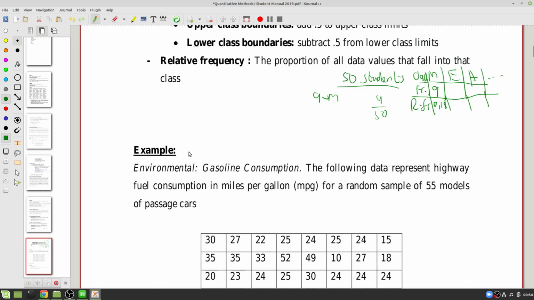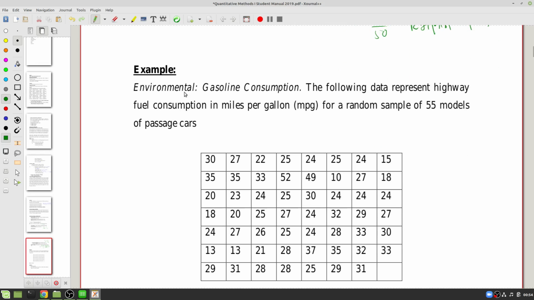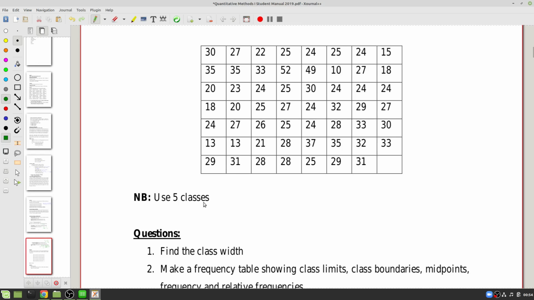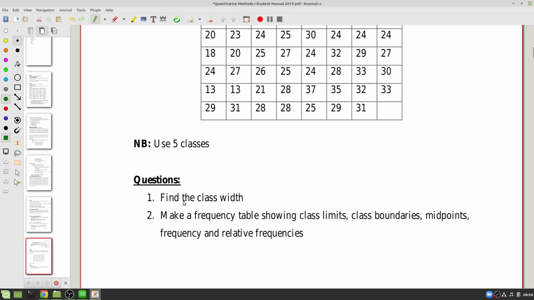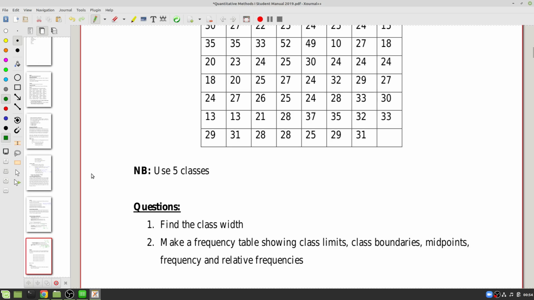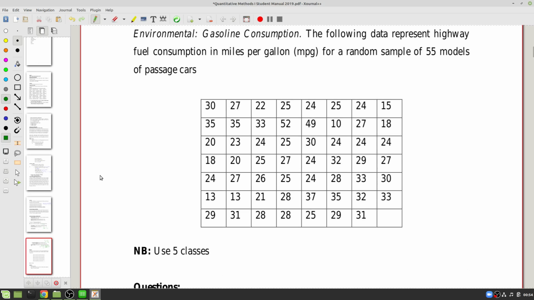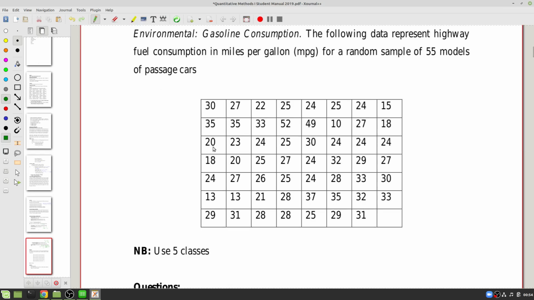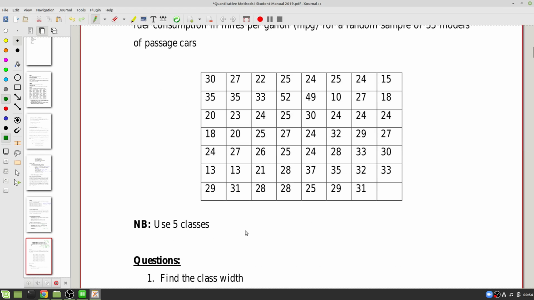Okay. Example. Environmental gasoline consumption. The following data represent highway fuel consumption in miles per gallon, or mpg, for a random sample of 55 models of passenger cars. Use 5 classes. Questions. Find the class width. This is something we can quickly do. So 55 models of passenger cars, fuel consumption, and we want to use 5 classes.